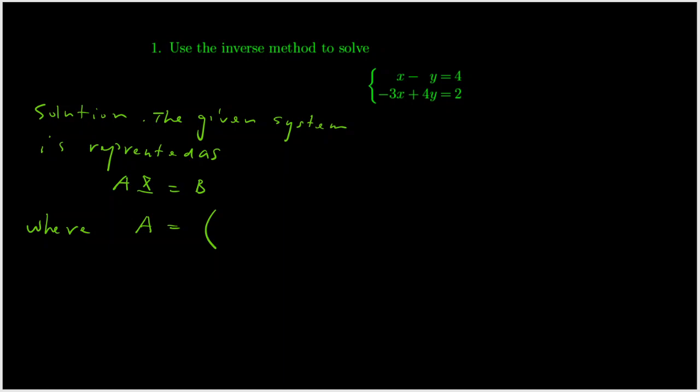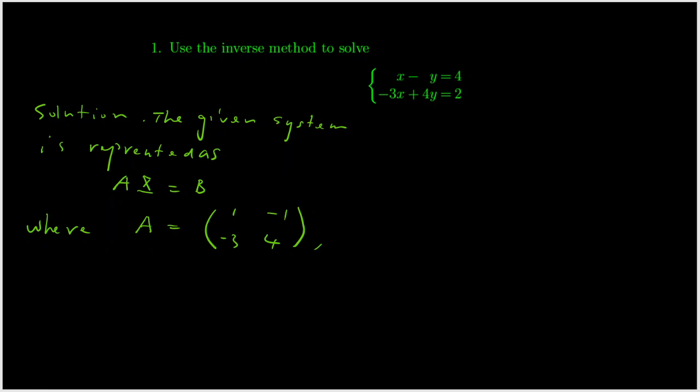It's a 2 by 2 matrix, right? 2 by 2, because there are 2 equations and 2 unknowns. It's something like that. Yeah, that's right. 1, -1, and then -3, 4, right? The second row. That's A. That's the matrix of coefficients. That's how we call it.